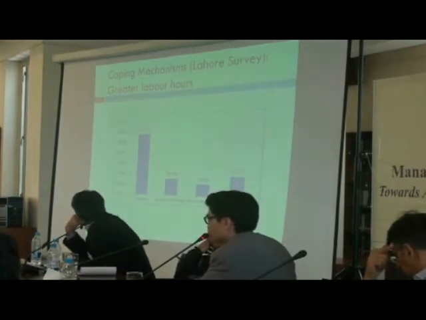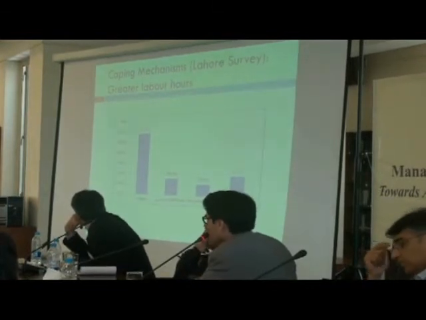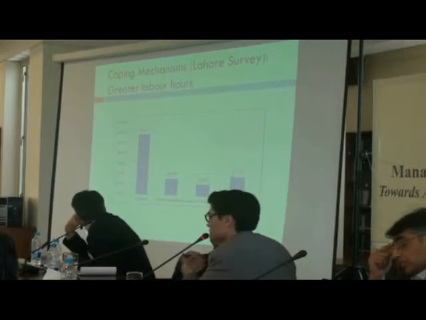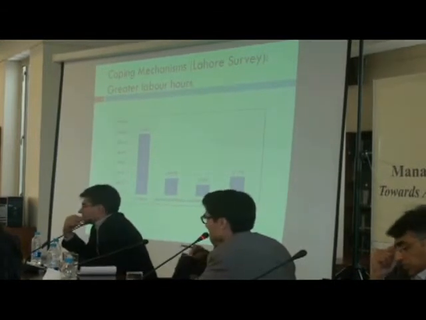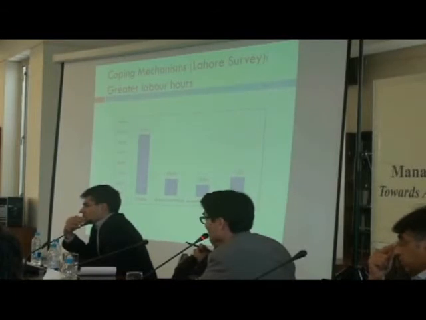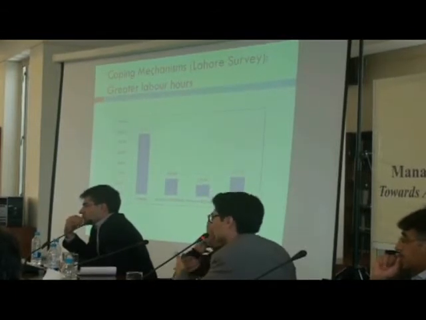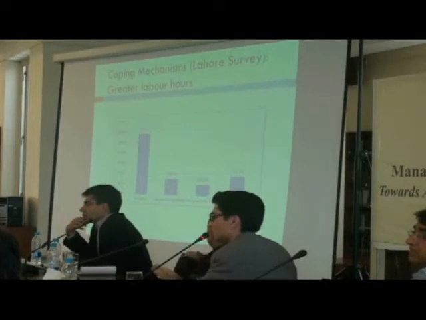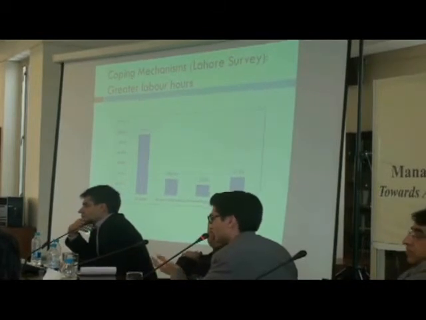Another coping mechanism used by firms, and this is again the pilot survey, is overtime. 57.5% of firms resort to overtime, increased shift timings 15%, increased work week 15%. What does that lead to? Increased working hours of labor. So that definitely leads to lower productivity of labor.